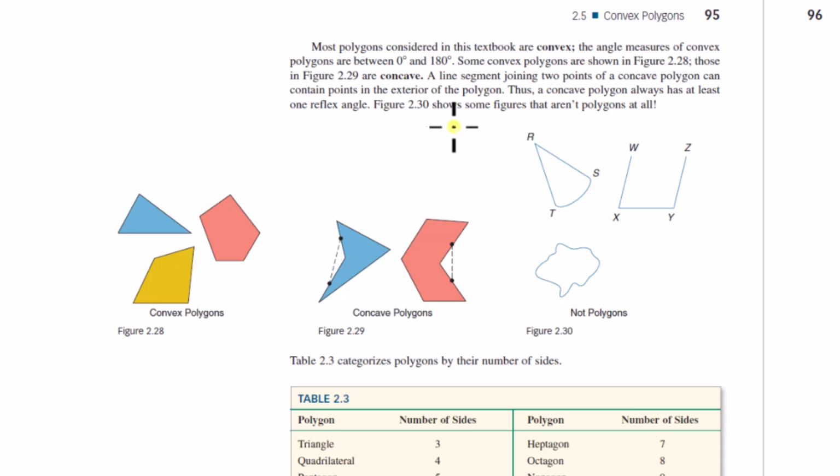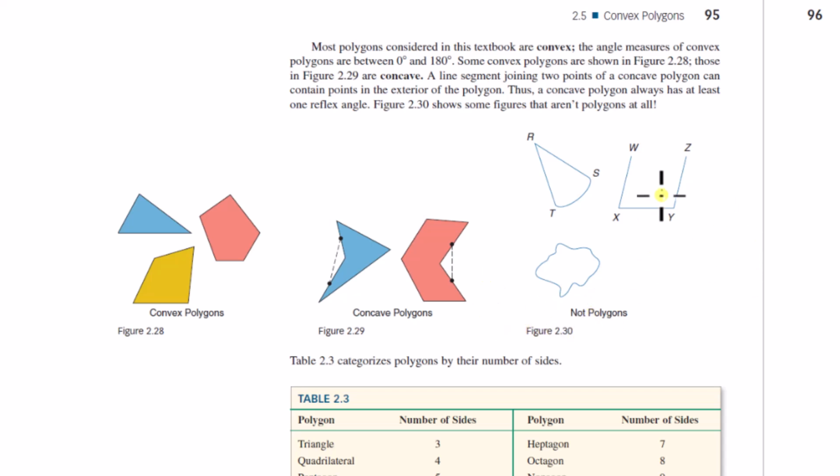Figure 2.30 shows some figures that aren't polygons at all. Okay, so that's another characteristic: with a concave polygon, you're able to pick 2 points inside of the polygon, draw a line between them, and that line goes outside of the polygon. But you can't do that with a convex polygon. There's no way to do that. And that's because of the reflex angle.